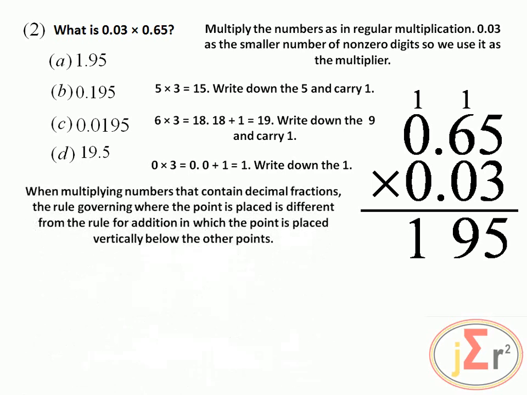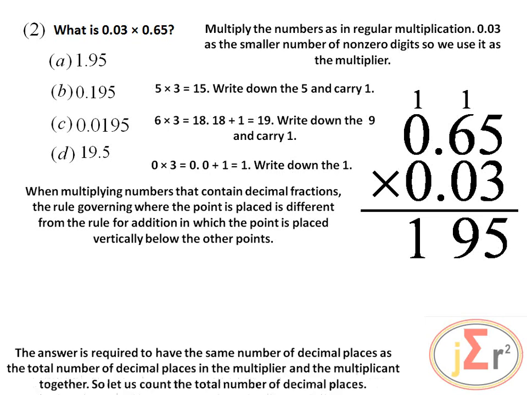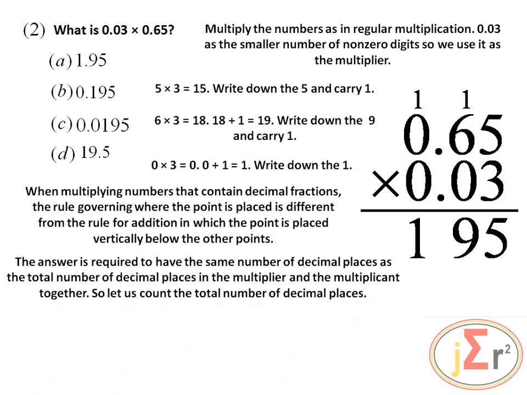When multiplying numbers that contain decimal fractions, the rule governing where the point is placed is different from the rule for addition, in which a point is placed vertically below the other points. The answer is required to have the same number of decimal places as the total number of decimal places in the multiplier and the multiplicand together.